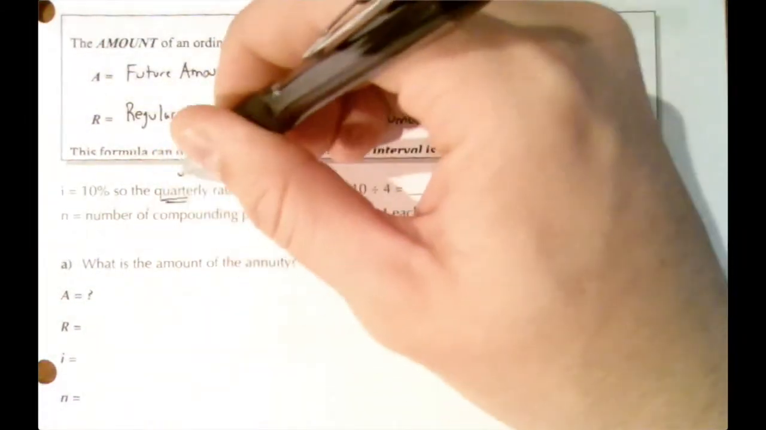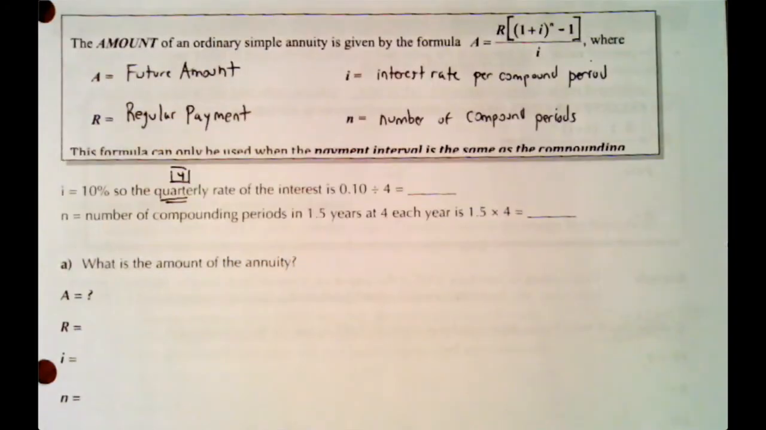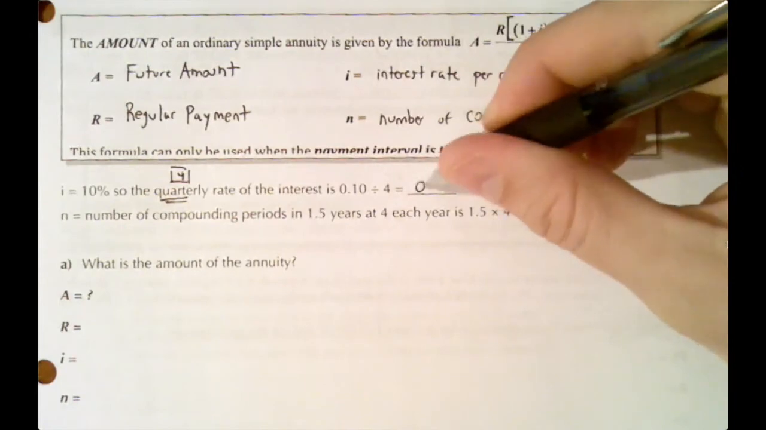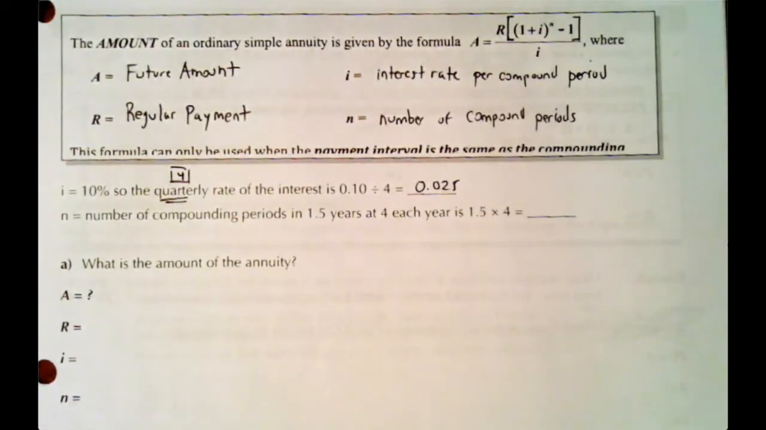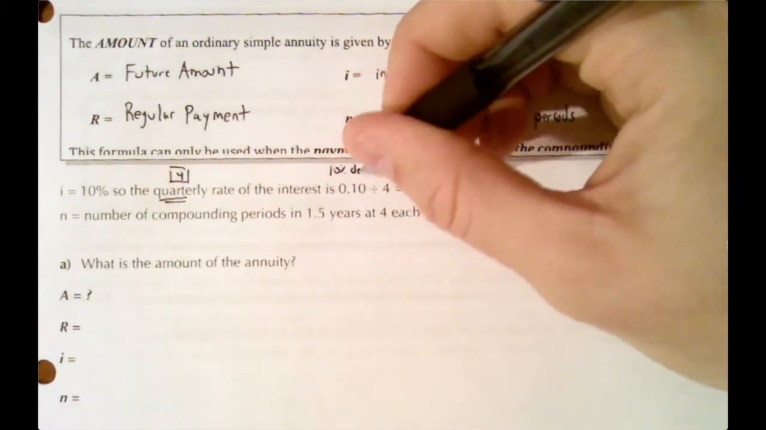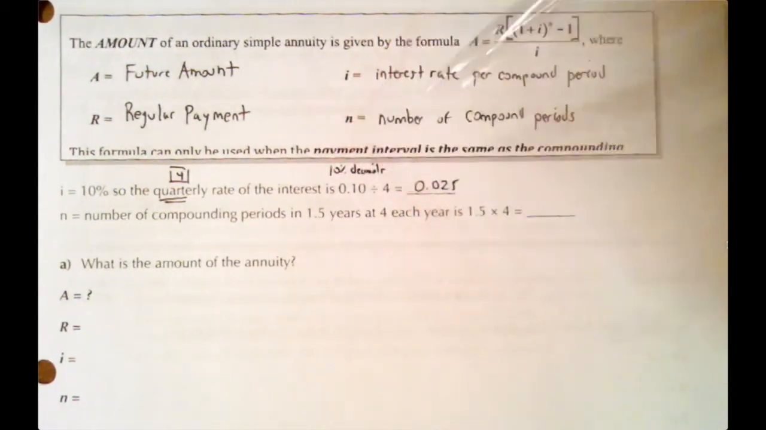Well, quarterly means 4 times per year. So we take our 10% and we divide it by 4. That's how we get the 2.5%. This is the 10% as a decimal. We always work in decimals for I.